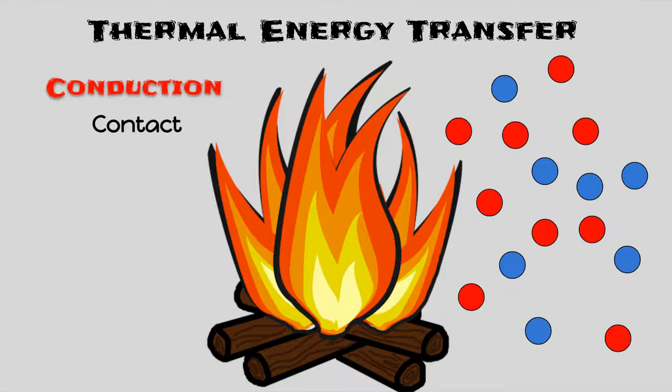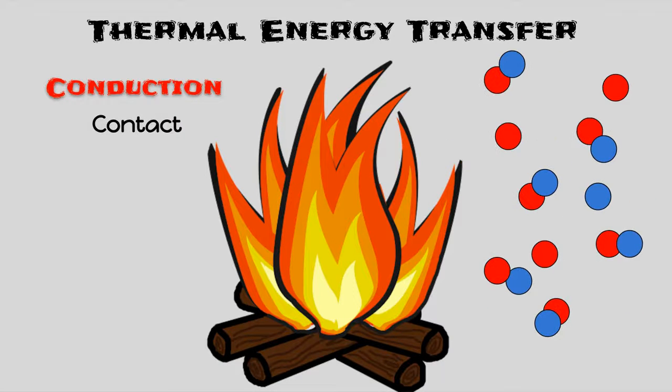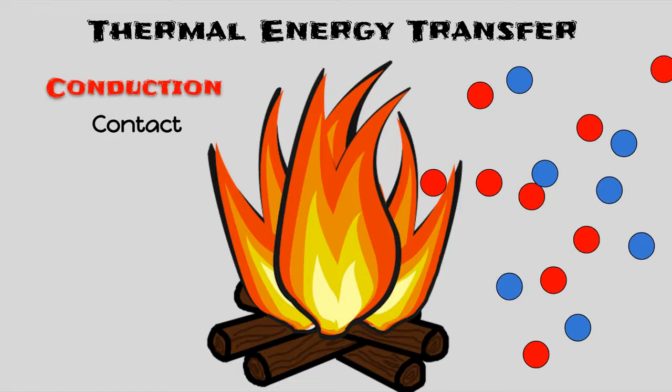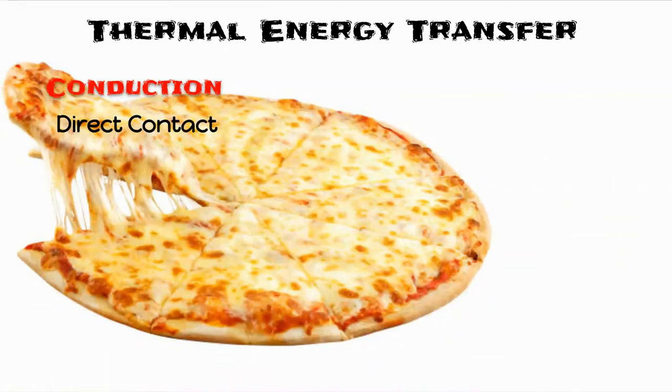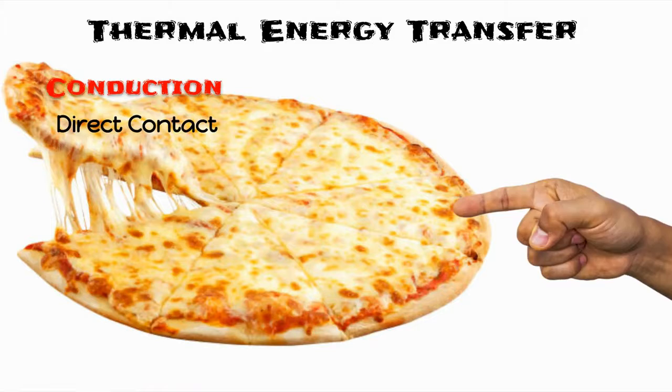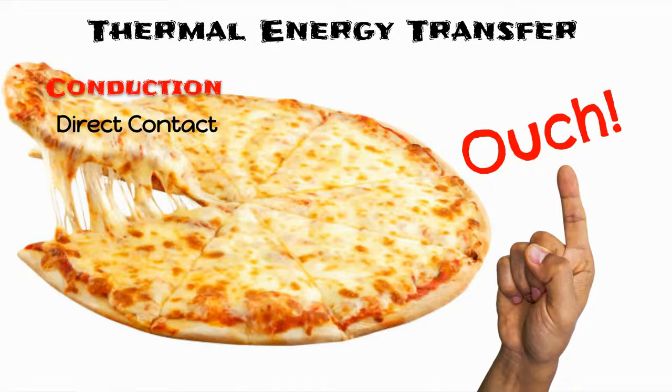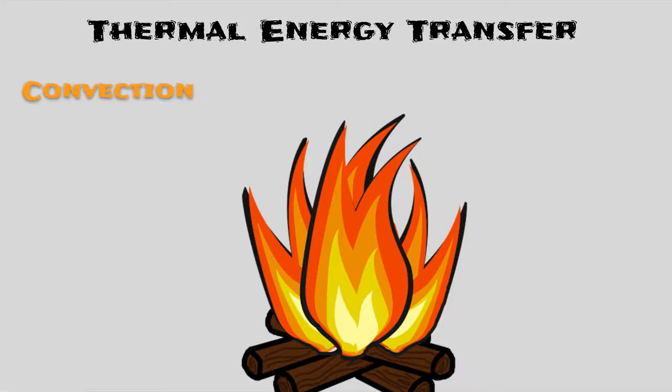Conduction means it has to come in direct contact. It could be these molecules bouncing off and transferring the energy from the heat to the cold, or it could be you coming into direct contact with something like, ow, hot pizza, right? Convection. Convection is the hot air rising. It cools as it gets to the top and it sinks.